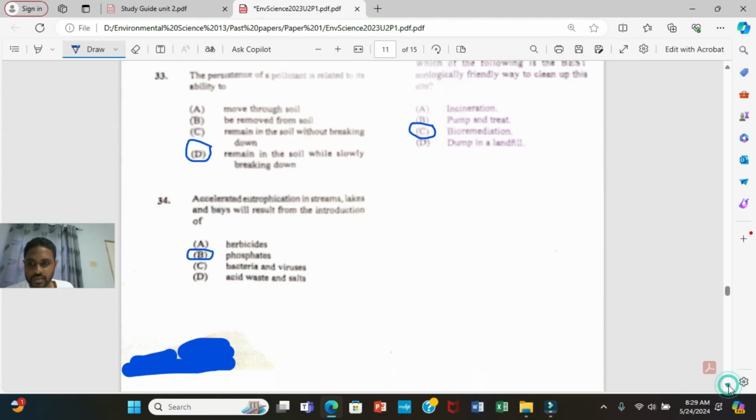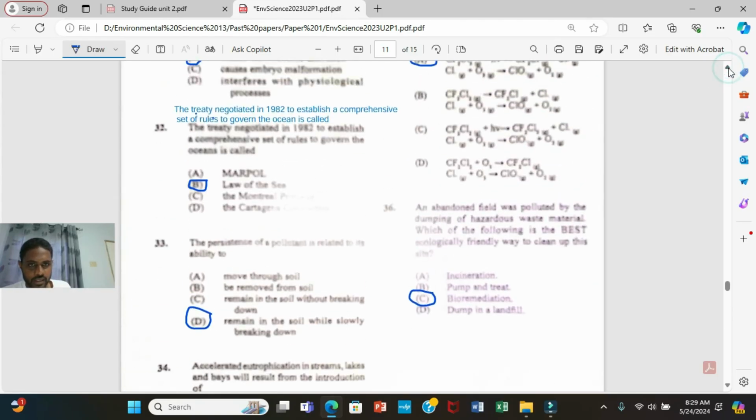Almost immediately after this. 34 said accelerated eutrophication in streams, lakes, and bays will result from the introduction of... eutrophication has to do with increasing nutrients. So the only nutrient here, guys, would be the phosphate. All right, so the answer is B. All right, this answer up here now.